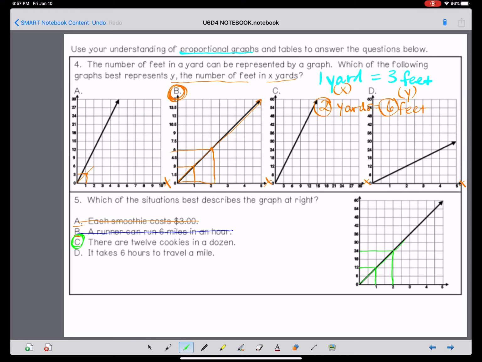And I know that the last answer, D, is not correct because it says it takes 6 hours to travel a mile. If I went to 6 hours right here and I went over, it looks like it would end at half a mile. So that's not correct.